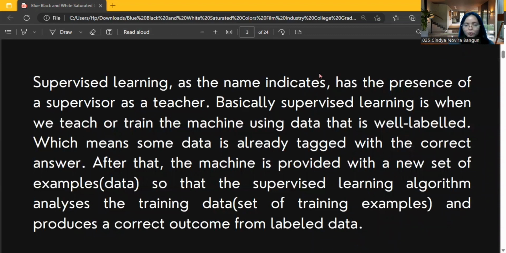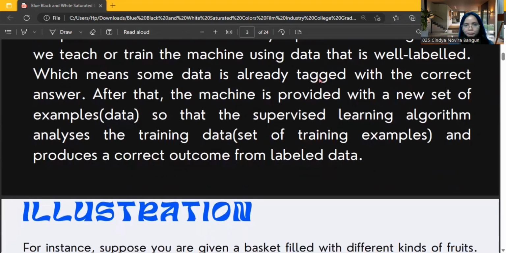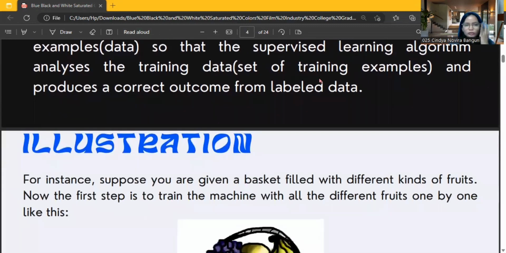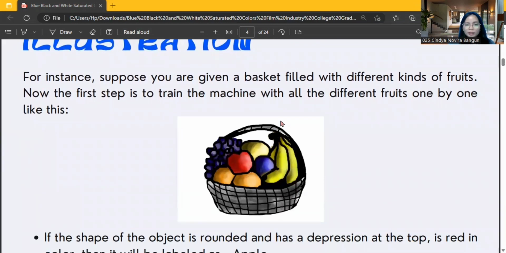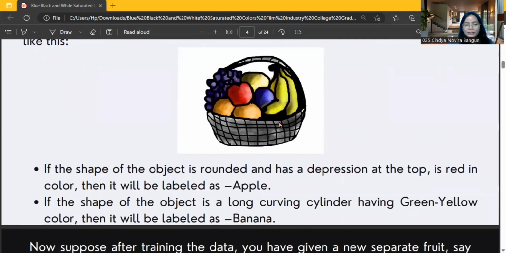After that, the machine is provided with a new set of examples so that the supervised learning algorithm analyzes training data and produces a correct outcome from labeled data. Illustration of supervised learning. For instance, suppose you are given a basket filled with different kinds of fruits. Now, the first step is to train the machine with all the different fruits one by one like this. If the shape of the object is rounded and has a depression at the top, is red in color, then it will be labeled as apple.